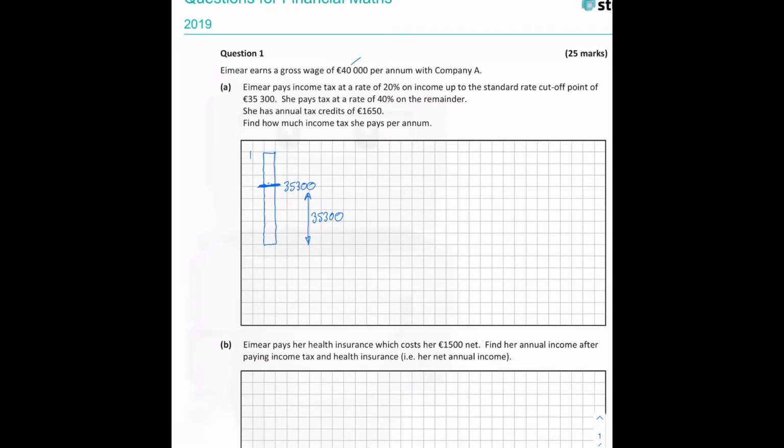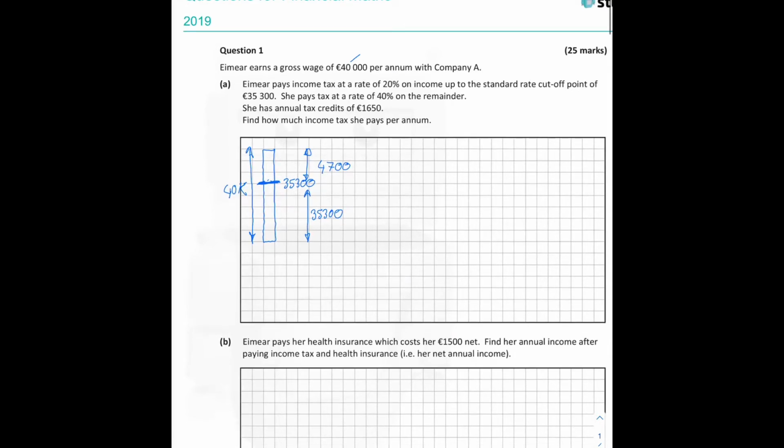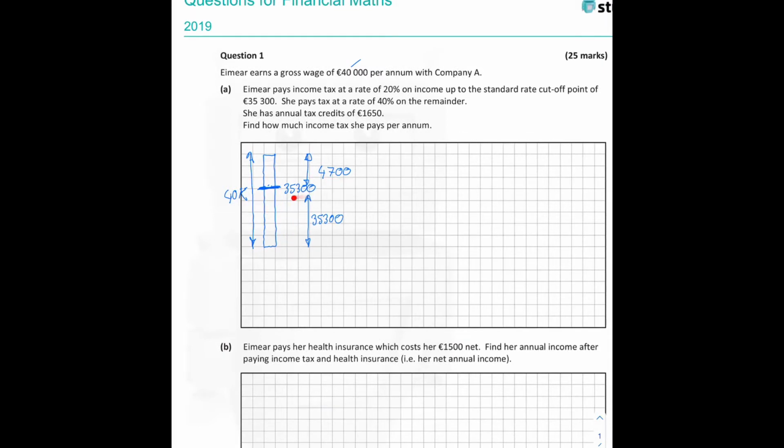And because there's 40,000 in the entire amount, well, that means up here, there's only going to be 4,700? Okay, because if I add this thing onto this thing, I should get 40K. I better just double check that. My arithmetic is not great. 4,700 plus 35,300 equals, yeah. So that's good, okay? So that's the setup so far.